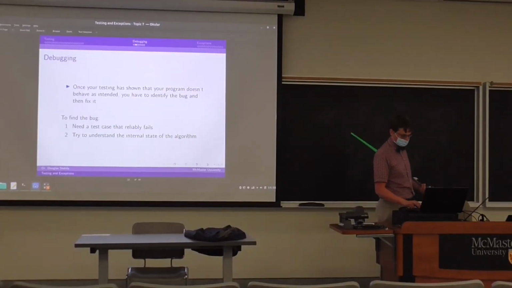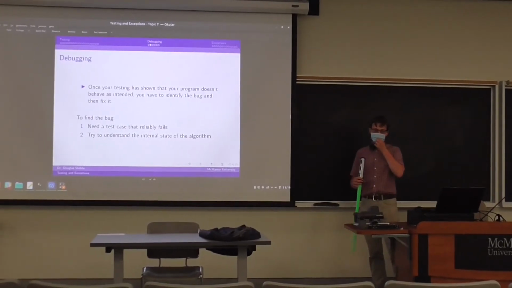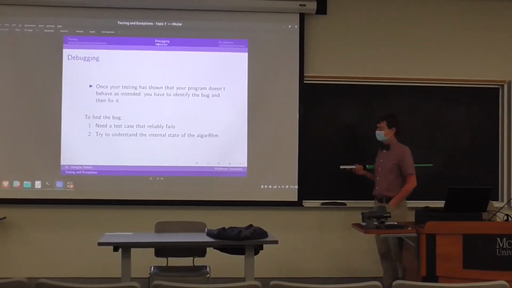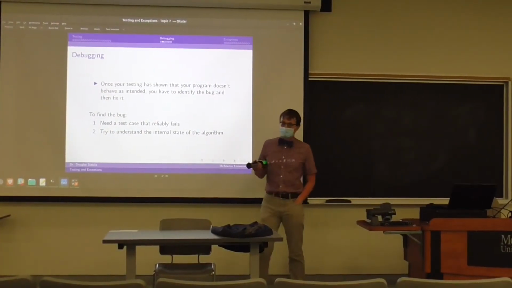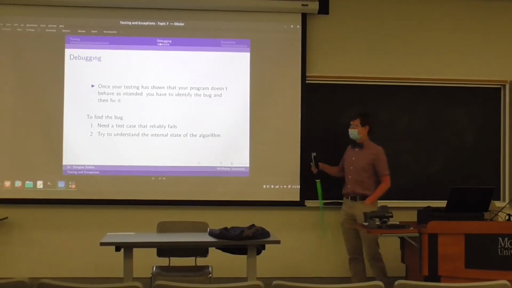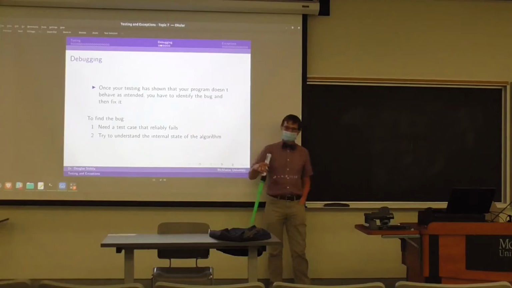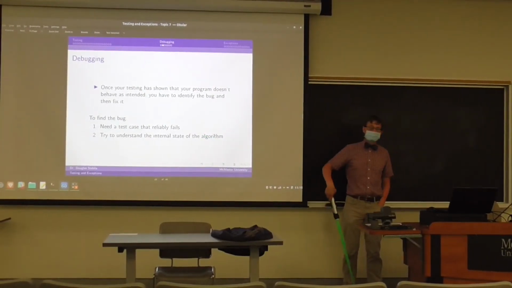Good. So, once testing has shown that your program doesn't behave as intended, you identify the bug and then fix it. In order to do so, you require two things. Number one, you need a test case that reliably fails. Number two, you need to try to understand the internal state of the algorithm.